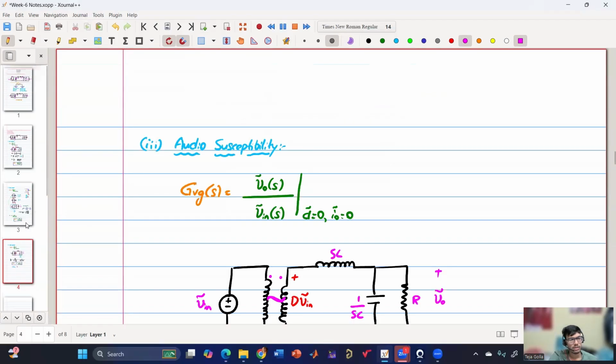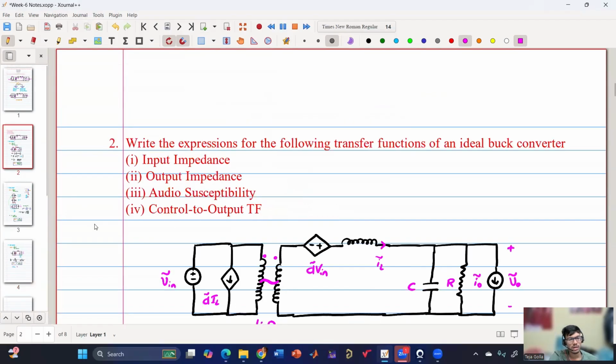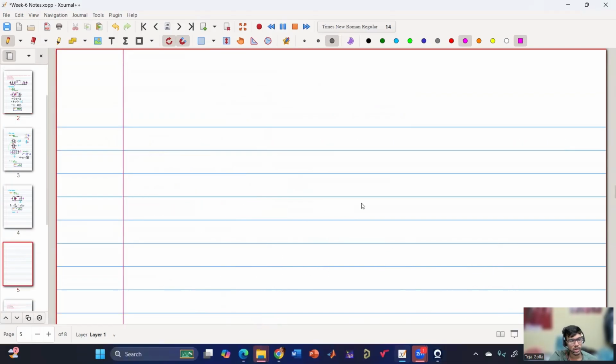Now, if we go for the final transfer function, which is the control to output transfer function. So anyone, what is the control to output transfer function? V naught by D. Yes, very good. As we can see, the control variable is the duty ratio, because we are trying to control the duty ratio, which will regulate the output voltage. So control to output is D to V naught. So the control to output transfer function is GVD.